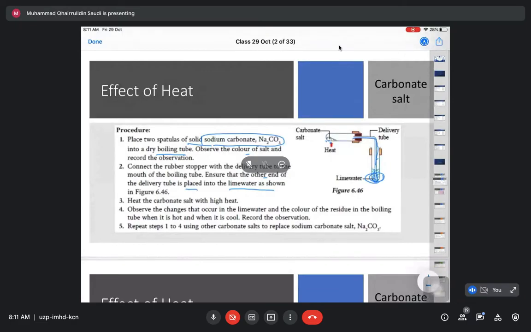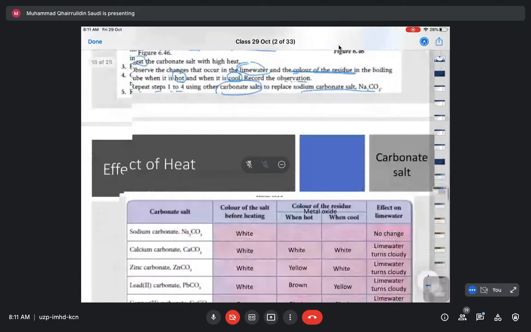Okay, and then kita heat lah. Kemudian kita heatkan kita punya carbonate salt. Okay, observe the change that occur in the lime water and the colour of the residue. Colour ni pun kita kena tengok juga, when it is hot and when it is cold. Record the observation. Repeat step 1 to 4 using other carbonate salts. Okay, kita pun replace lah sodium carbonate salt tu. Okay, so ini adalah kita punya eksperimen tadi.